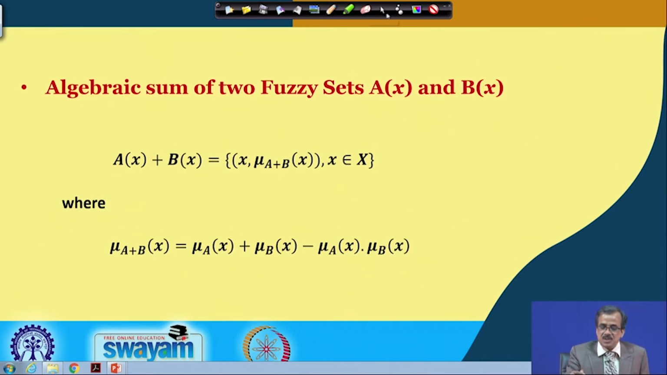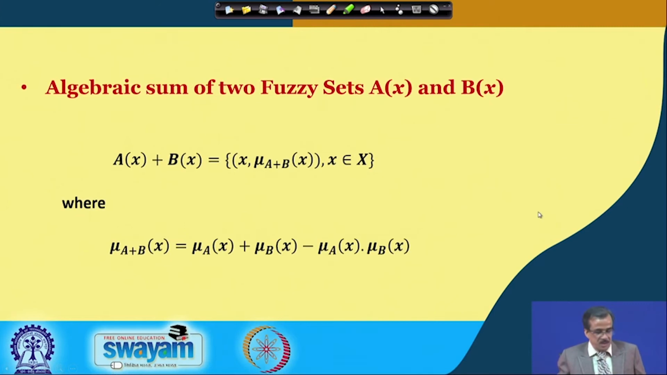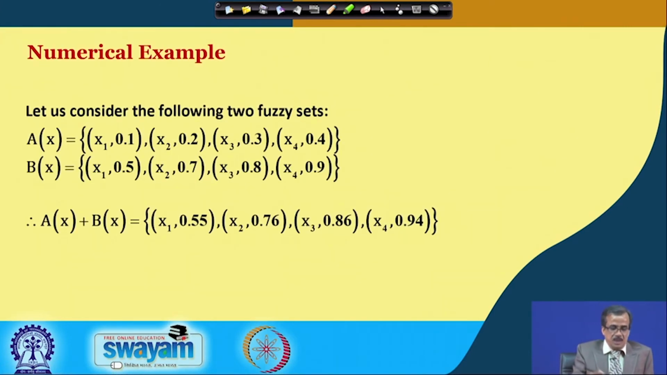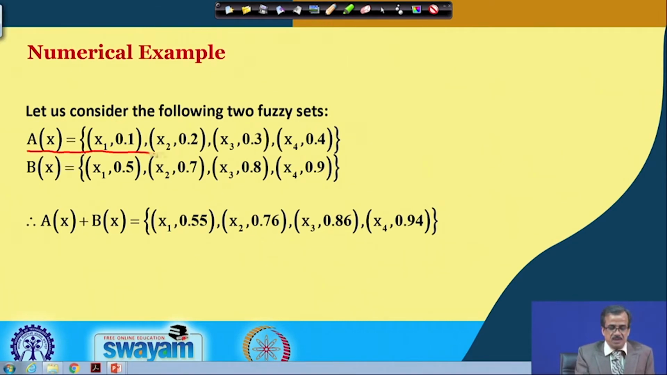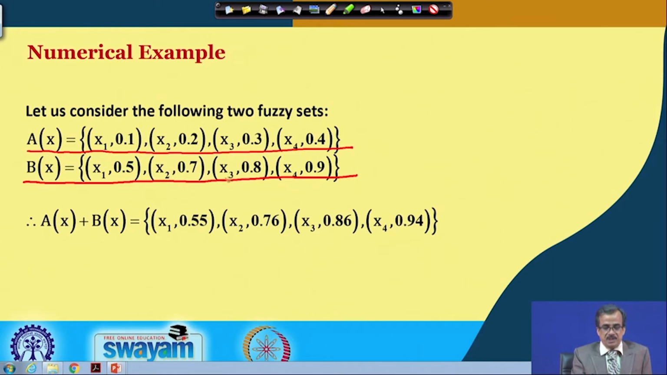Now, let us try to solve one numerical example corresponding to this. Supposing that I have got two fuzzy sets. One is your A x, which is a discrete fuzzy set, and I have got another discrete fuzzy set which is B x, and B x is nothing but x 1, 0.5, x 2, 0.7, x 3, 0.8, and x 4, 0.9. And A x I have already used several times, the same fuzzy set. Now, how to find out this A x plus B x?